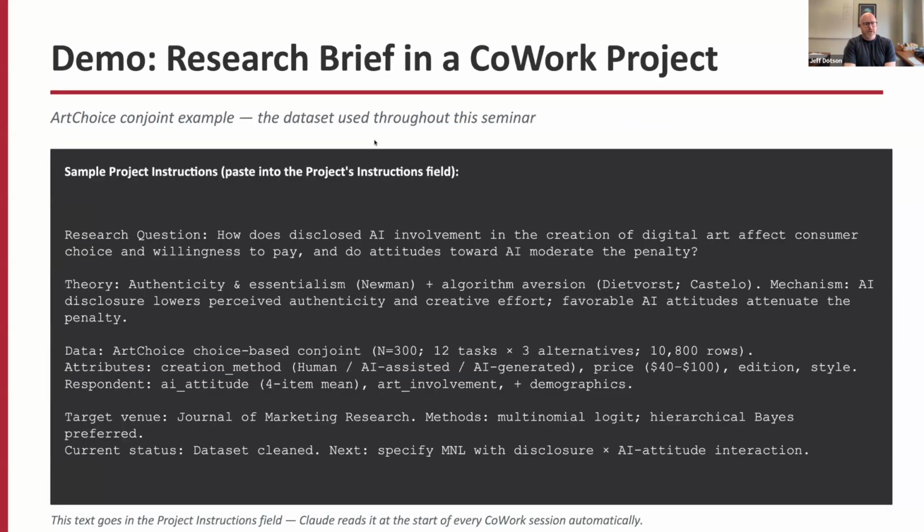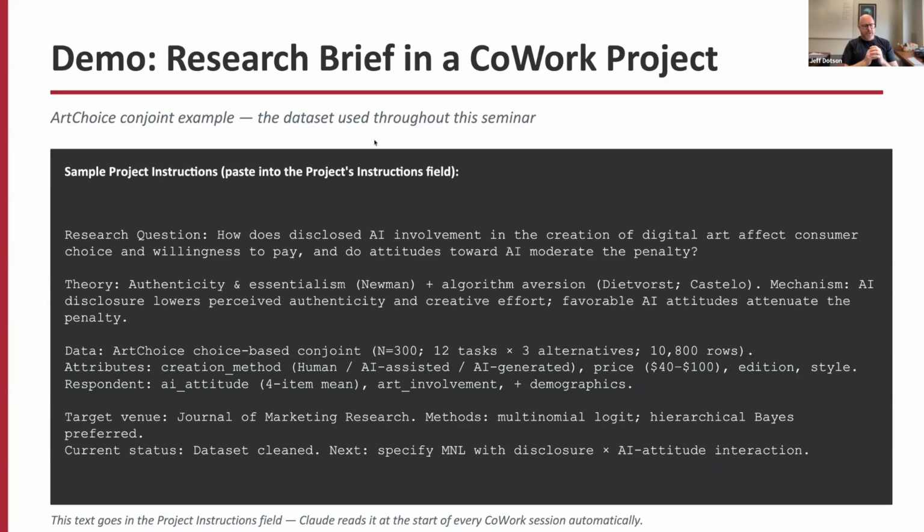Okay, so as an illustration, this could be a scoped research brief. For our art choice conjoint study, the research question is: how does disclosed AI involvement in the creation of digital art affect consumer choice and willingness to pay? And do attitudes toward AI moderate the penalty? The theory is authenticity and essentialism, algorithm inversion. The mechanism is that AI disclosure lowers perceived authenticity and creates effort. Favorable AI attitudes attenuate that penalty.